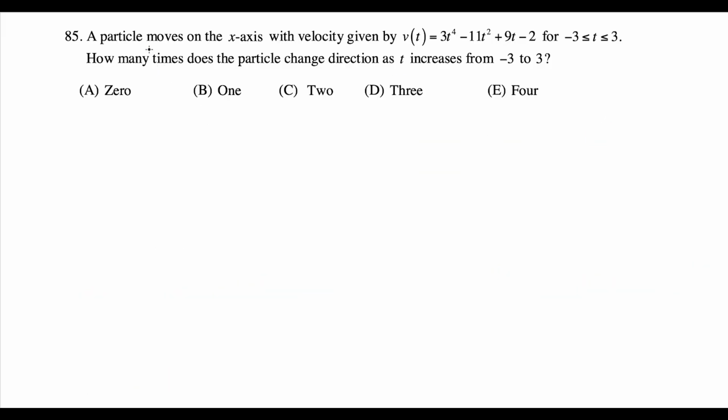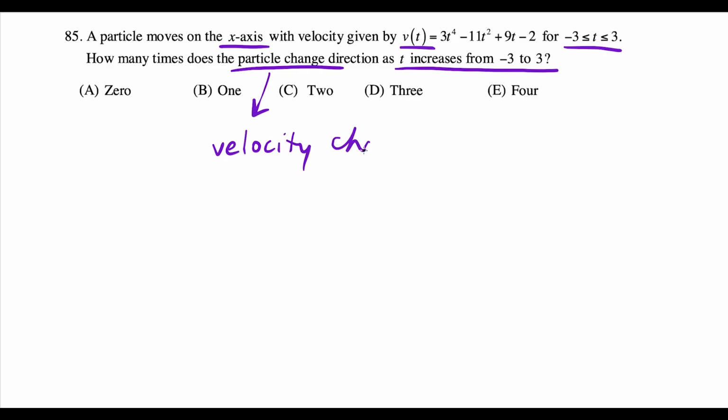Question 85 is mostly calculator work, but we have a particle moving on the x-axis and we have a velocity function here from negative 3 to 3, and the variable is t here. And we want to know how many times the particle changes direction as t increases from negative 3 to 3. So a particle changes direction when velocity changes signs. And it doesn't matter if velocity changes signs from positive to negative or negative to positive.